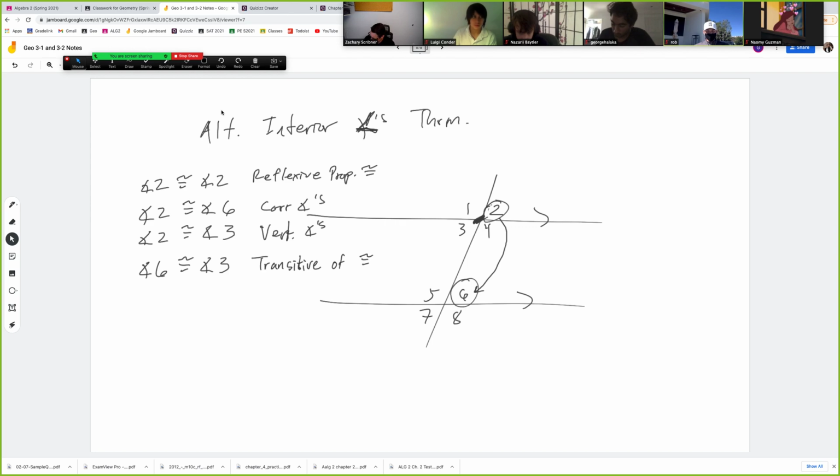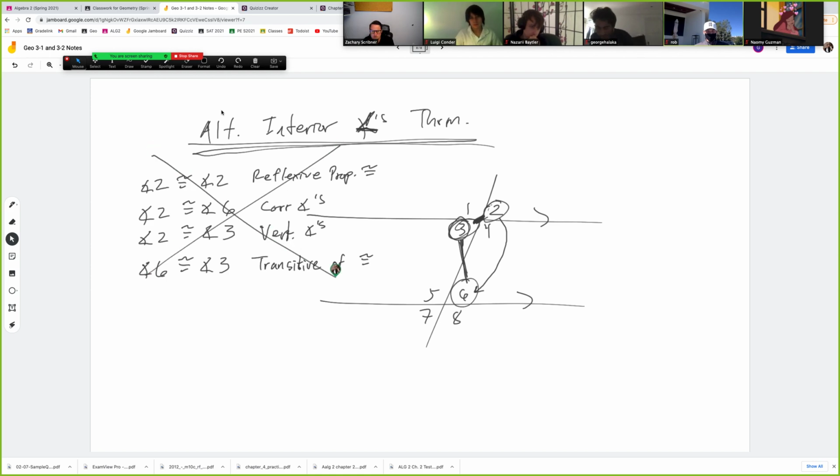Okay? So then we can say these two, right? If 2 is congruent to 6, and 2 is congruent to 3, then you can say 6 and 3 are congruent. All right? That right there is the proof proving this theorem. So now, no longer do you have to do all those steps. Forget about those steps. You can simply cross all of this out, and just say angle 3 is congruent to angle 6. You don't need any of those steps.